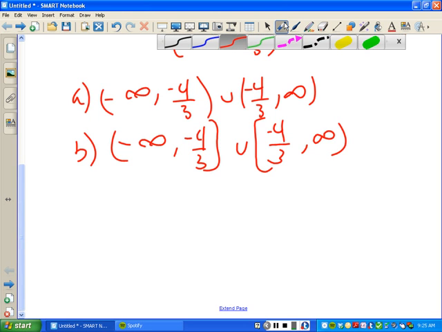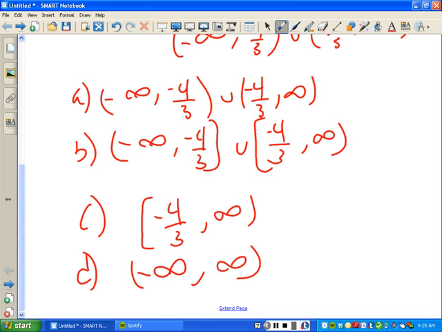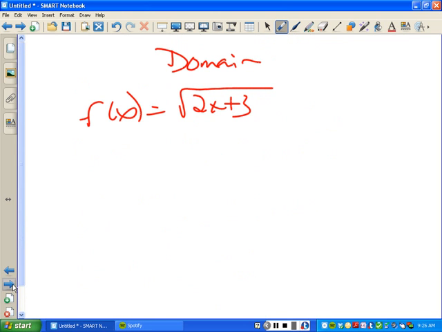Now, the other answer I would put, very common answer, negative 4/3 to infinity. Okay? I would put that. Why? Because some of you, oh, and then by the way, the other answer, you always have to put it: negative infinity to infinity. But the reason why this answer is such a popular answer is because of this question.